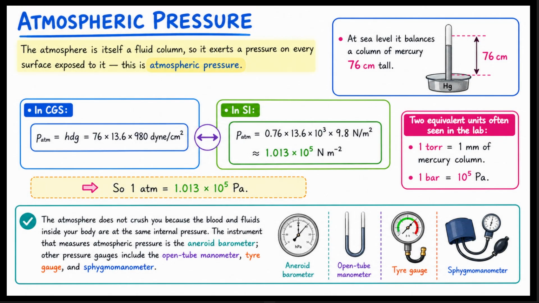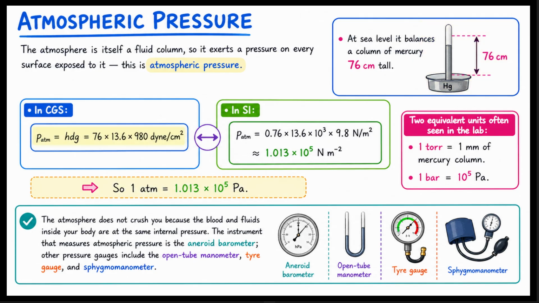Atmospheric pressure, the air above you. The atmosphere around us is itself a fluid and a tall one. It weighs down on every surface it touches, and that weight per unit area is atmospheric pressure. At sea level, this atmospheric column balances a column of mercury about 76 centimeters tall.